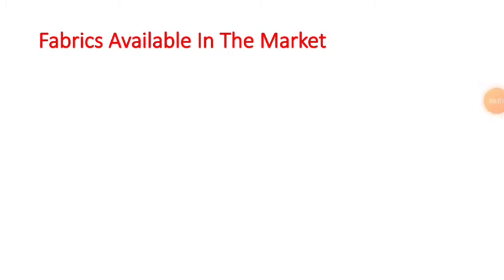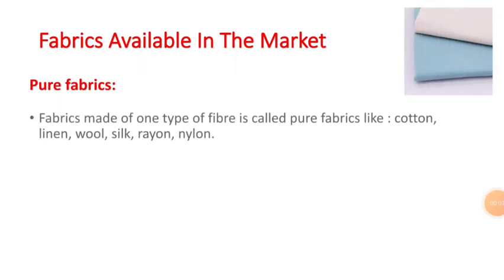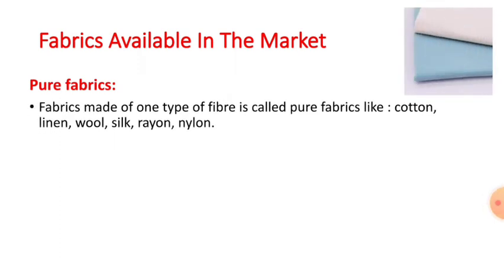There are basically three kinds of fabric available in the market. First one is pure fabrics. In this, fabrics are made up of only one type of fiber. For example, cotton, linen, wool, silk, rayon, nylon, etc.